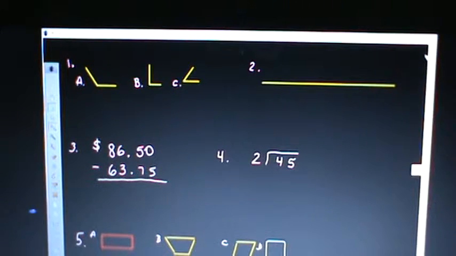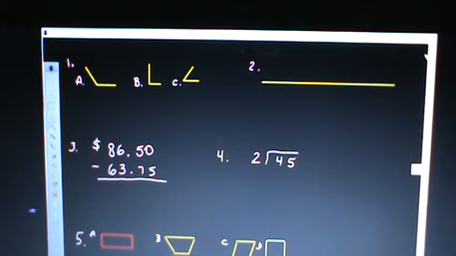This is 5th grade, Study Guide 9B. Number 1 says which of these angles could measure 120 degrees? Okay, let's look at angle A. Angle A is an obtuse angle. So angle A is a possibility.